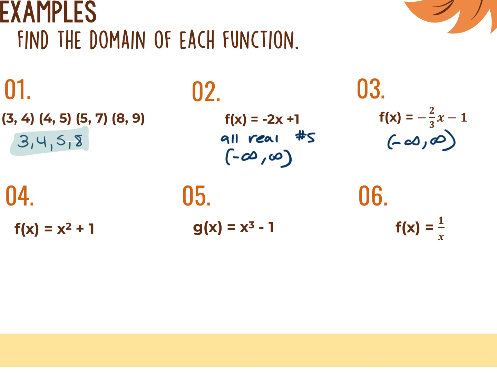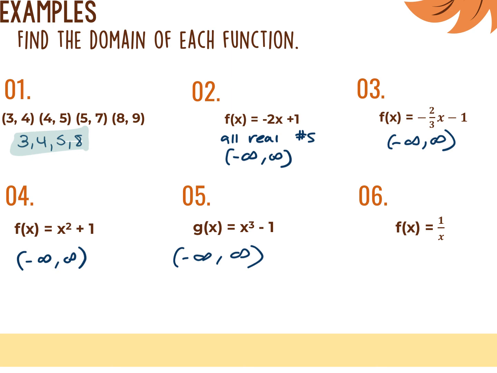How about 4? Is there a restriction on 4? Variable in the denominator, variable under square root, or the combination. X squared, you can square any number, right? So this is negative infinity to positive infinity. How about 5? No. Still none. All real numbers. How about 6?